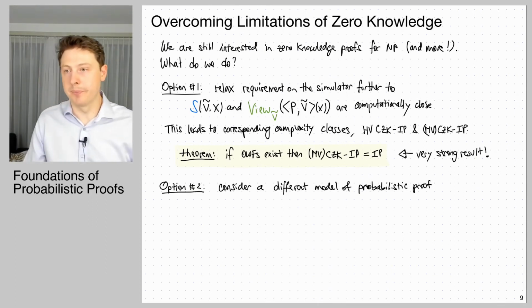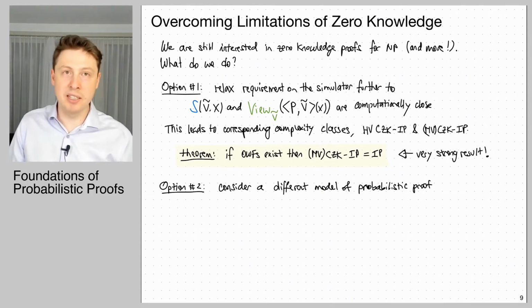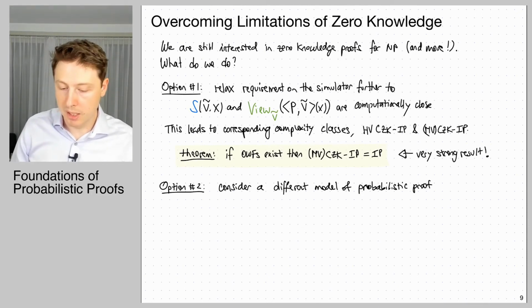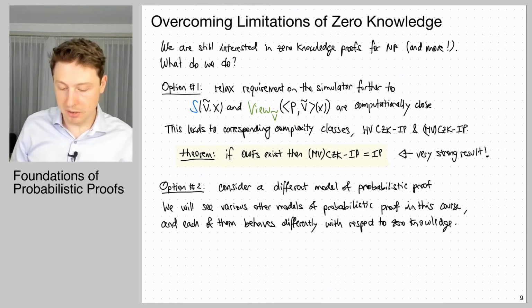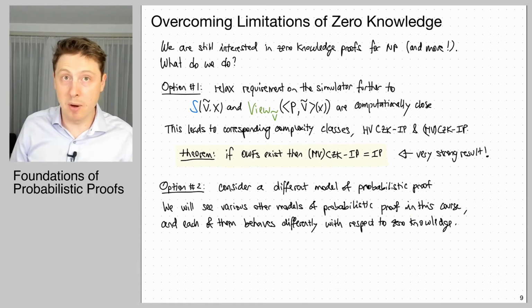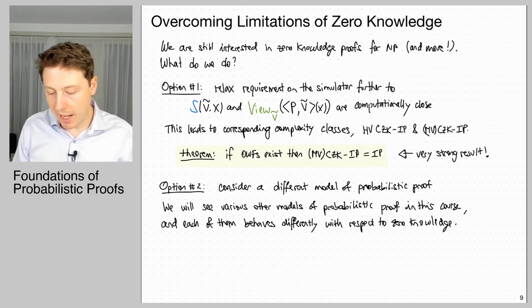Another option is to say, let's just think of different models of probabilistic proofs. Actually, we'll do that next lecture, not about zero knowledge, but we'll start talking about something other than interactive proofs. We'll start talking about probabilistically checkable proofs, and there are just other types of probabilistic proofs that are useful in different contexts. And each of them behaves quite differently with respect to zero knowledge. It's just that interactive proofs are the ones that are most restricted.